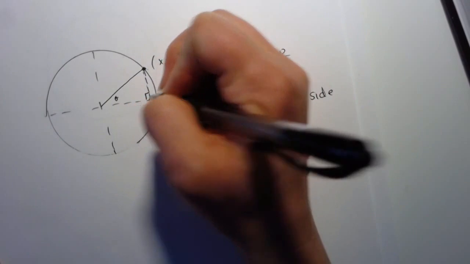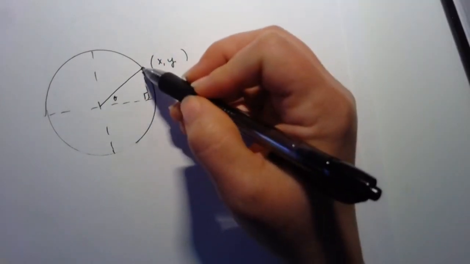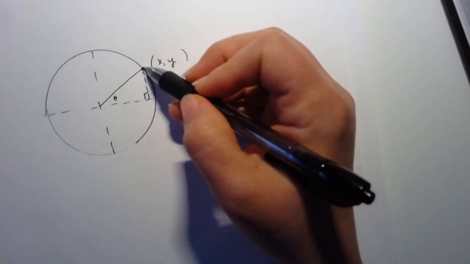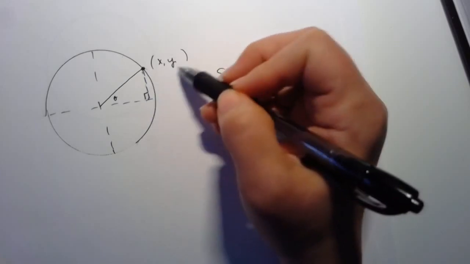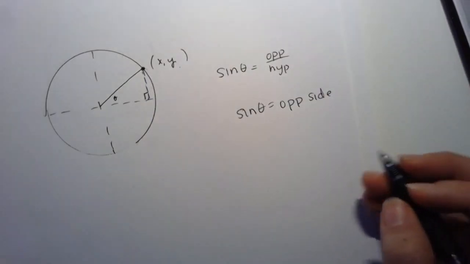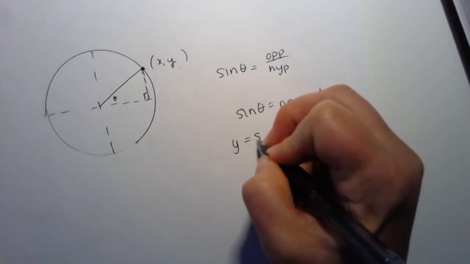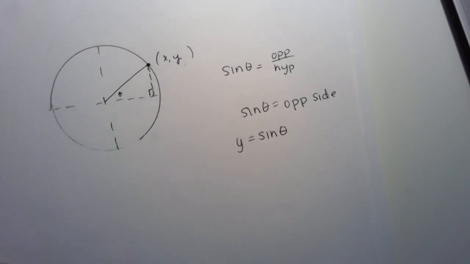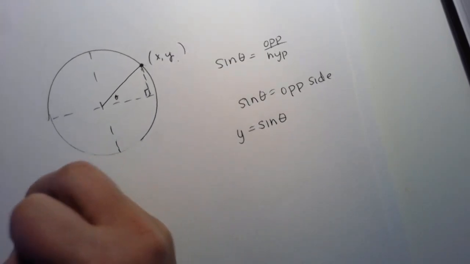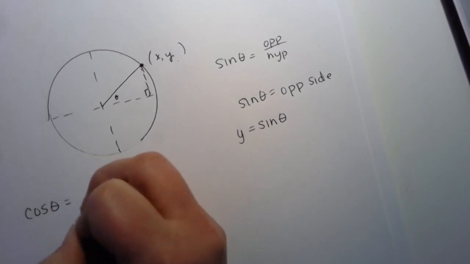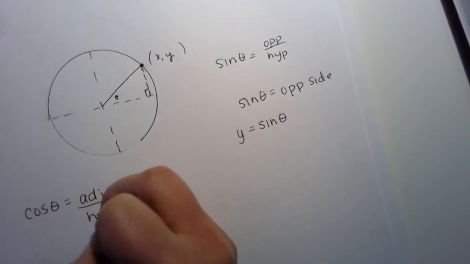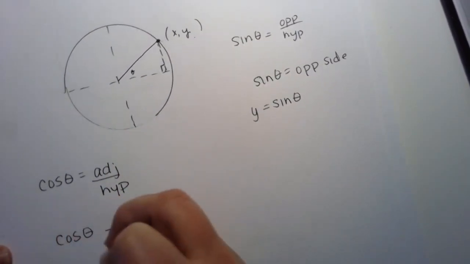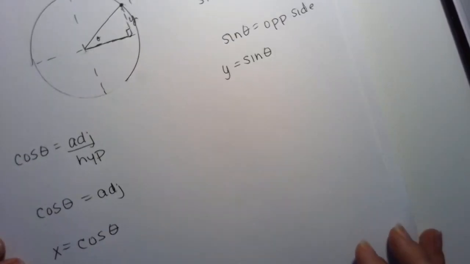Now the length of the opposite side is the vertical distance between the x-axis and here, and that is really the y-coordinate. So in unit circle trigonometry, y is equal to the sine of theta, okay? Let's think about cosine now. The cosine of theta is equal to the adjacent side divided by the hypotenuse. Once again, my hypotenuse is 1, so my cosine of theta is just equal to the adjacent side.